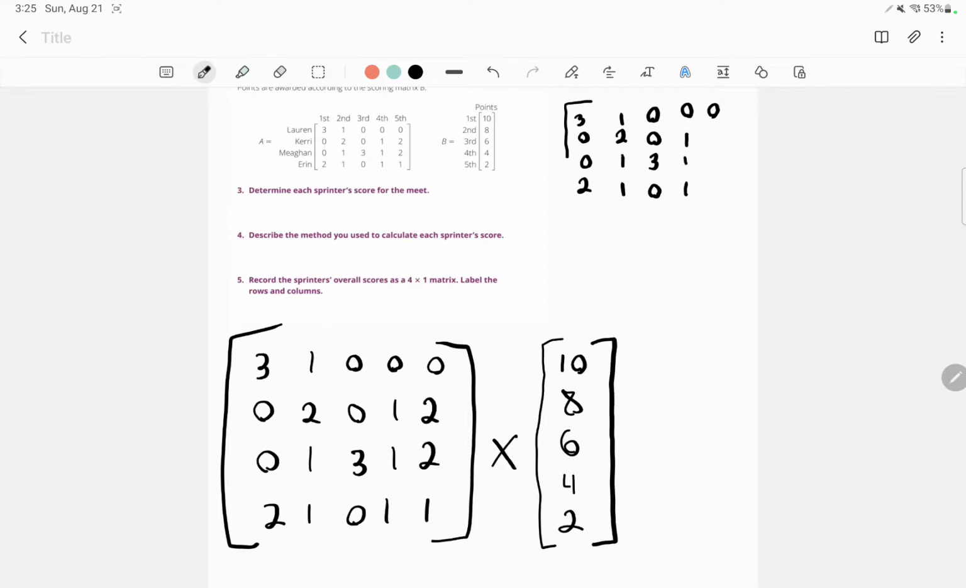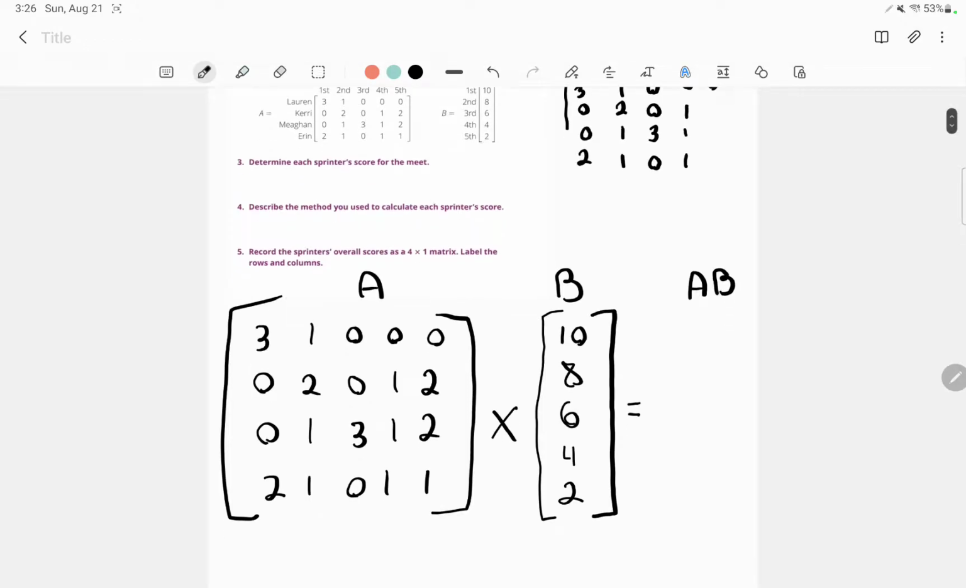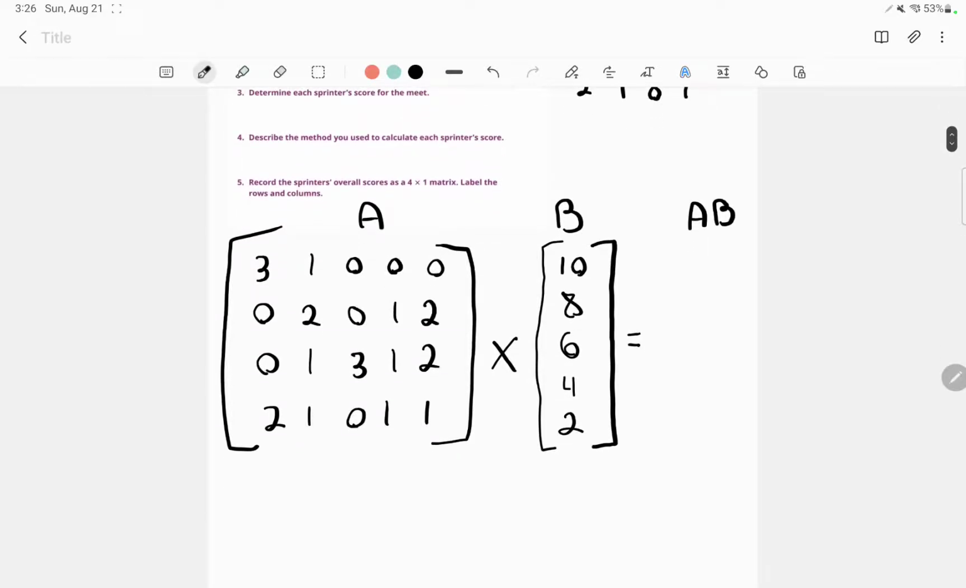Alright, I'm going to be multiplying those. This is A, this is B, and we need to get AB. That's as far as I'm actually going to help you guys. From here now, you're going to try and do the problem by yourself. You're going to come back, and then we're going to go over it.